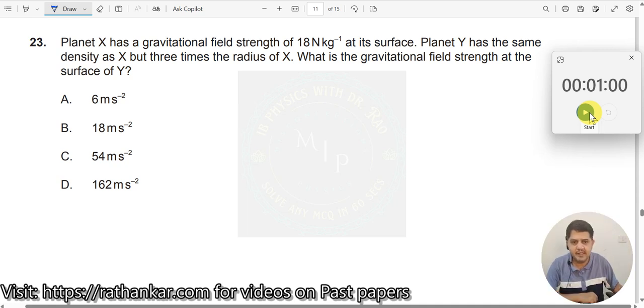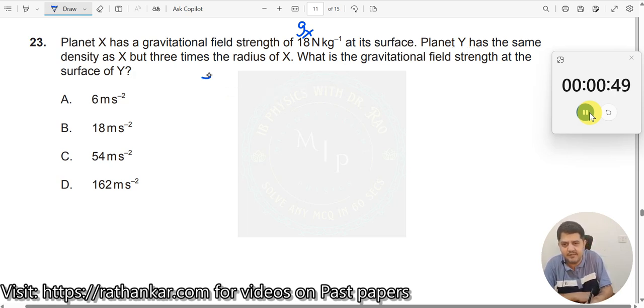Question number 23. Planet X has a gravitational field strength of 18 Newton per kg. This is Gx. Planet Y has the same density as X, which means what? Rho X is equal to rho Y. But it has 3 times the radius of X. Ry is equal to 3 times Rx. What is the gravitational field strength at the surface of Y?